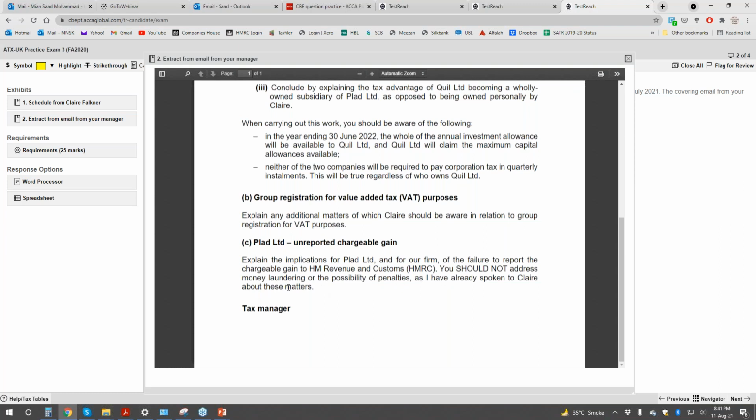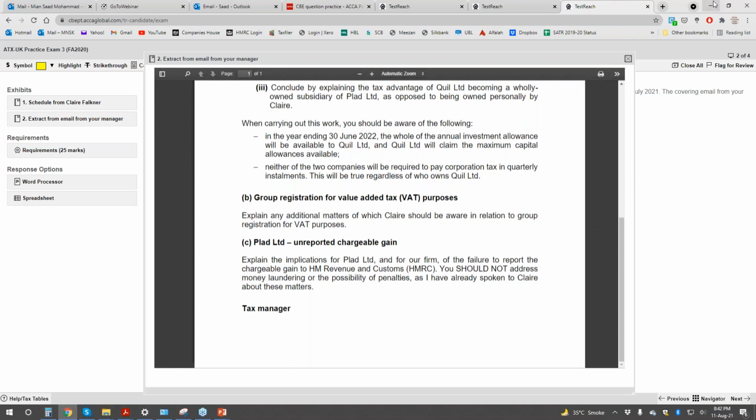Normally, whenever a client is hiding something from HMRC, we say in our answer that if you do not report, HMRC may categorize it as money laundering, which is a criminal offense itself, and can charge you severe penalties. However, here we will skip this line. Why? Because the manager has stated that he has already spoken to him and told him about the money laundering and penalties. So we'll skip that line. Otherwise, this is a standard line that I always use in my answers to ethics questions.